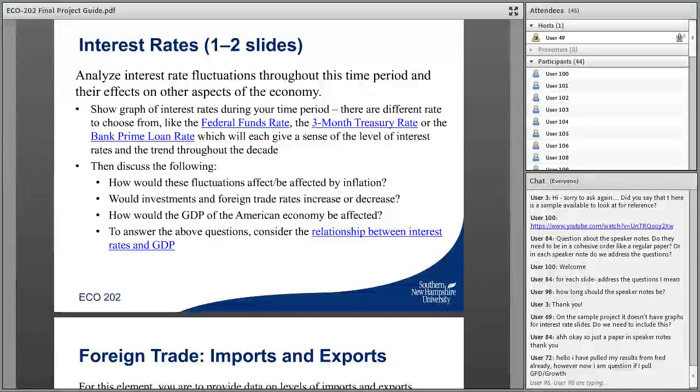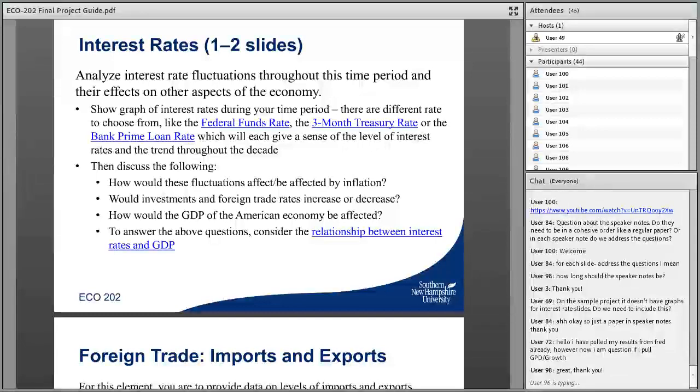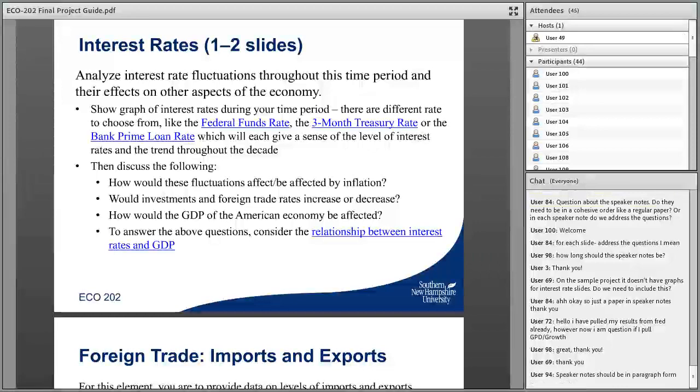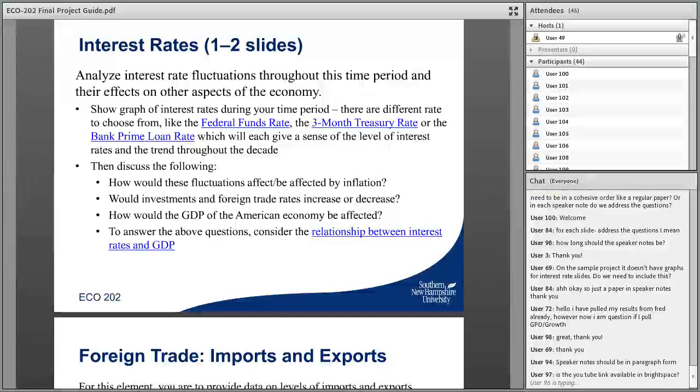On the sample project, it doesn't have graphs for the interest rate slides. Do we need to include this? Floyd, you want to analyze the fluctuations. So if you don't have a graph, you might want a table to show the trends, because you wouldn't be able to show if interest rates went up and down if you didn't have something to illustrate it with. So I recommend that you show a graph or at least a table with the interest rate fluctuations. Yes, basically your speaker notes are like a paper, a brief essay where you explain each slide.